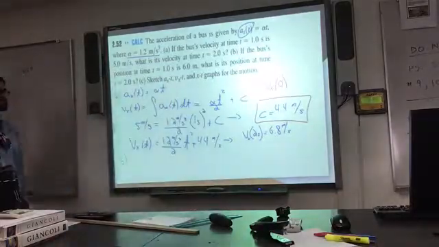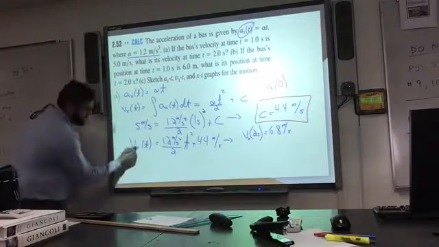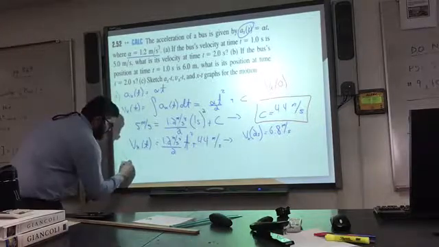How do I find a position function? Yeah, I'm going to integrate this velocity function. This looks like a y. That should be an x.